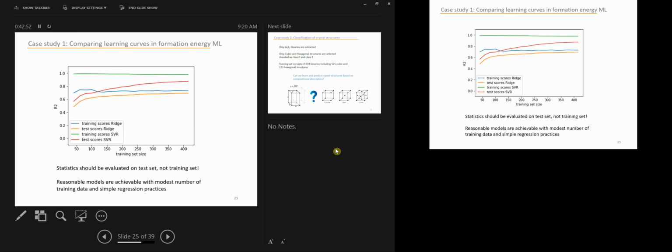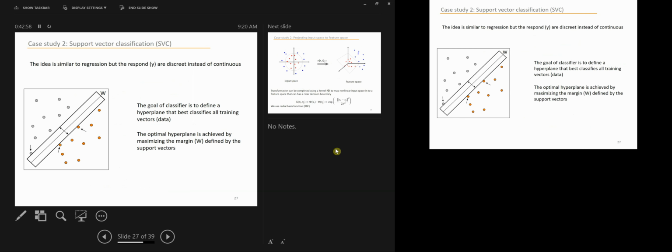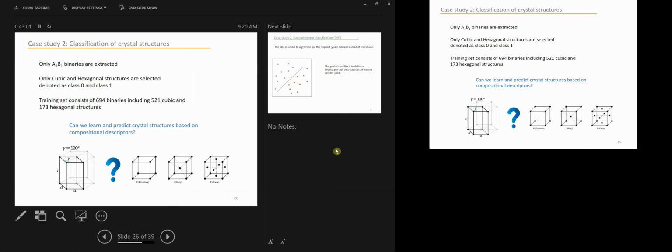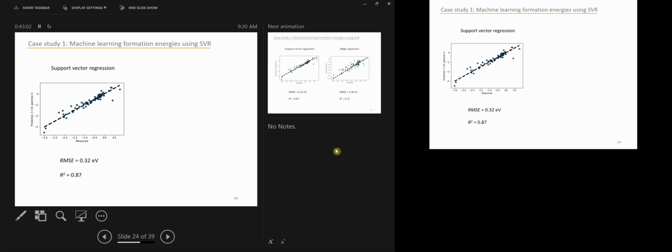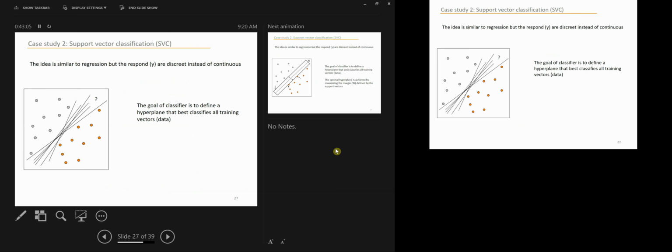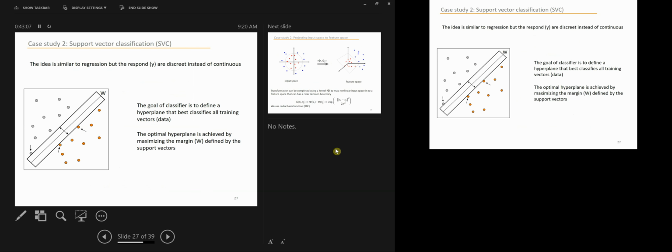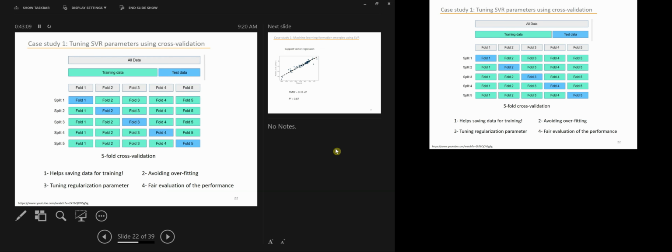So feel free to. So you distinguish SVC and SVR by saying that SVC doesn't use a continuous variable, right? I just don't understand the fundamental difference.